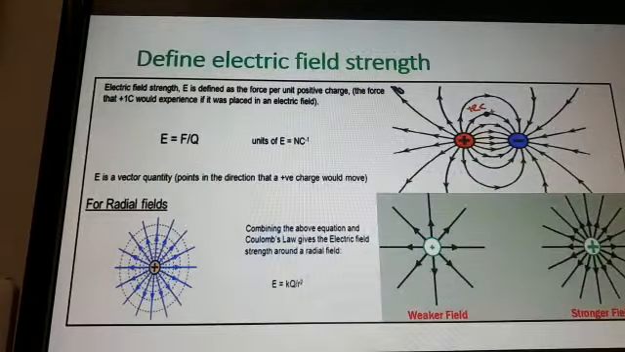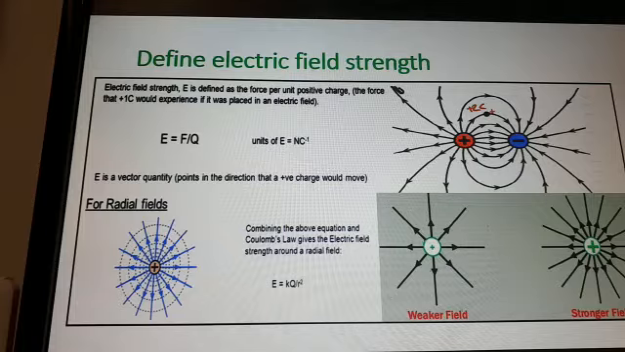Now the electric field strength. How do you define the electric field strength? It is defined as the force per unit positive charge. Here the equation is E equals F divided by Q, force divided by charge. E is a vector quantity: the electric field has both magnitude and direction.